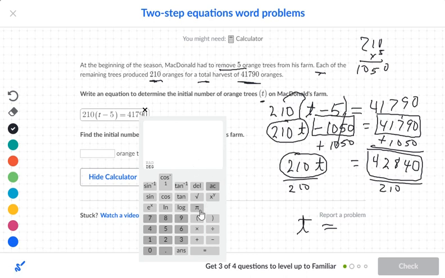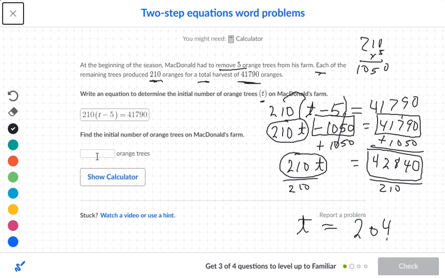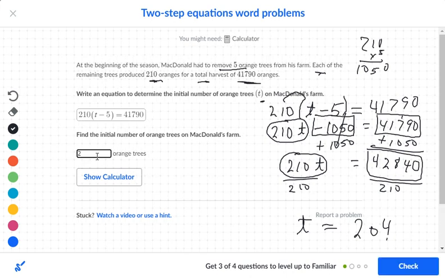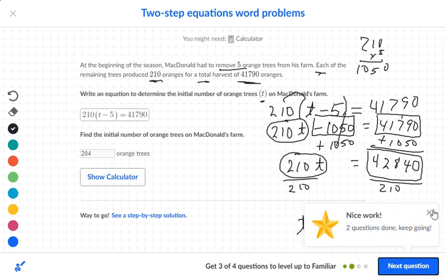The writing mechanism and everything does appear again. So we want to place in here 4, 2, 0, 0, 0, 0. I'm going to divide by 210. So we get a total of 204 trees. When we divide, you can clearly see on the calculator it says 204. Let me cut the calculator off. So let's type in 204. Check it, and it's correct.